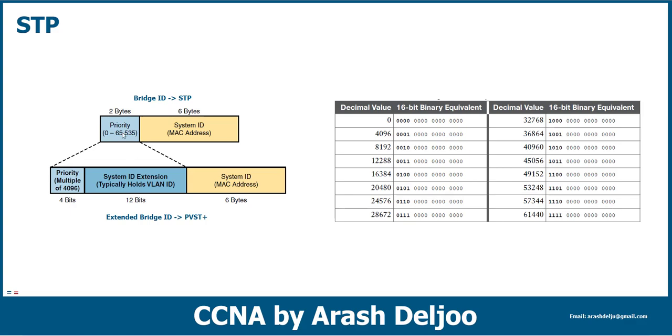VLAN ID to the priority. You learned about it. Because of that, the priority should be added with the system ID extension, meaning the VLAN ID, and then we have, for example, the MAC address in the system ID part. Let me give you one example.